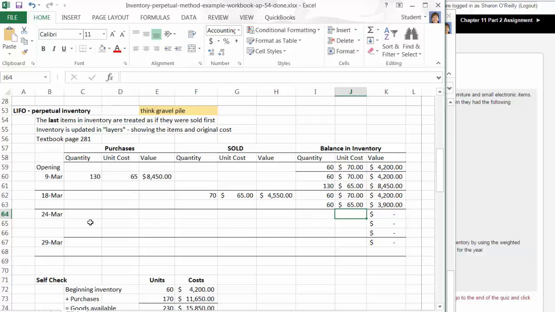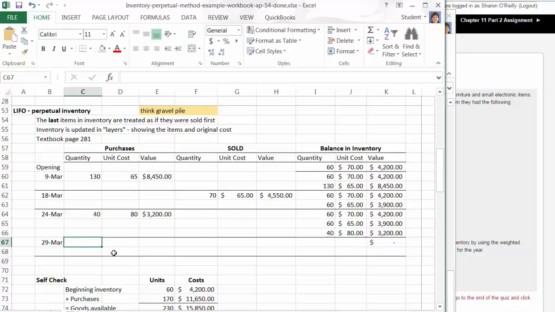Now on March 24th, 40 units were purchased. The new unit cost is $80 for a total of $3,200. So in inventory at this point, we have 60 units at $70, 60 units at $65, and our new purchase of 40 units at $80. So we have 3 layers in our cake.